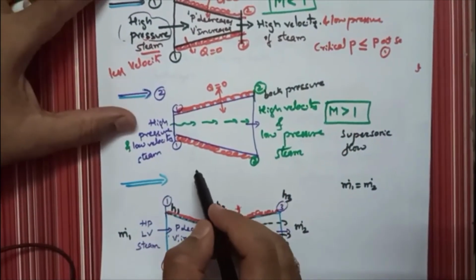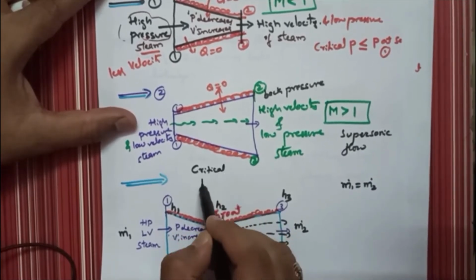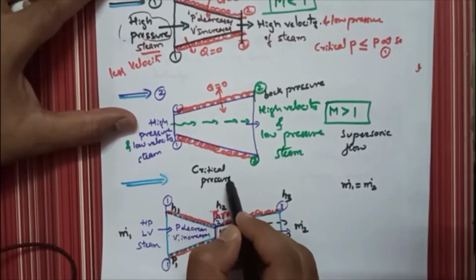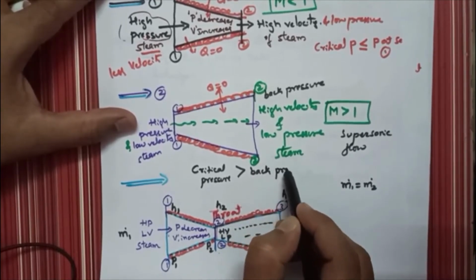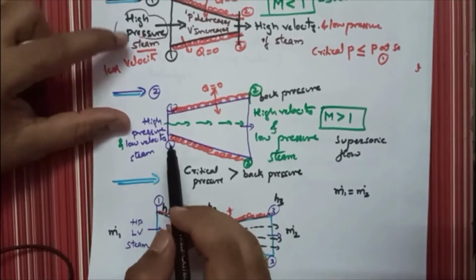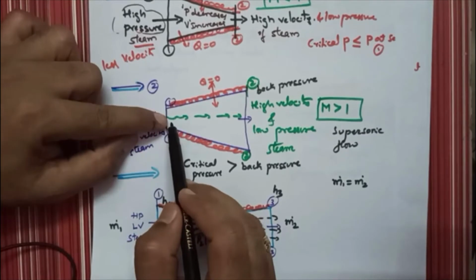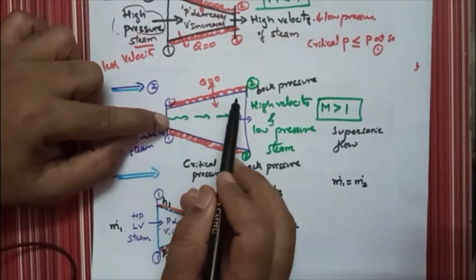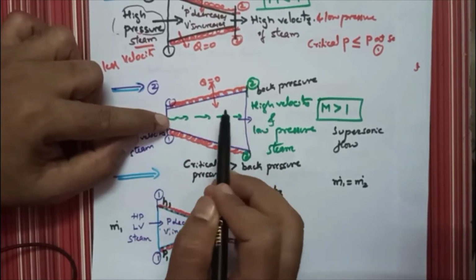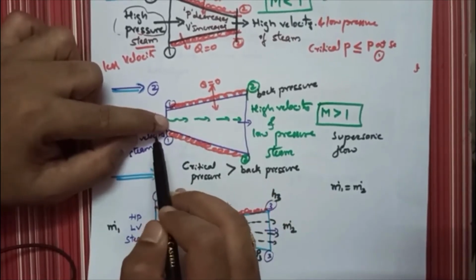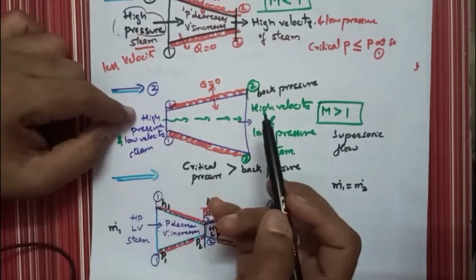Here I will write: critical pressure is greater than the back pressure. For example, if the pressure at section 1, that is the critical pressure, is low, then the fluid flow takes reverse. Instead of going to section number 2, it will come in the same direction, because always the fluid flow takes place from high pressure to low pressure.